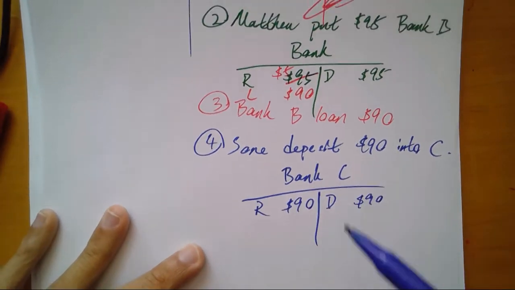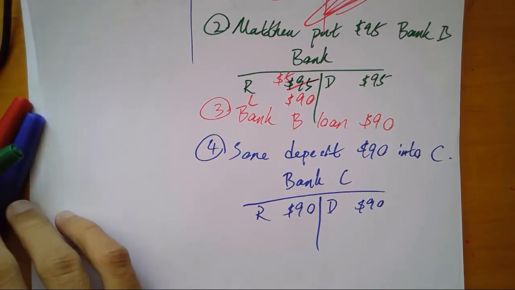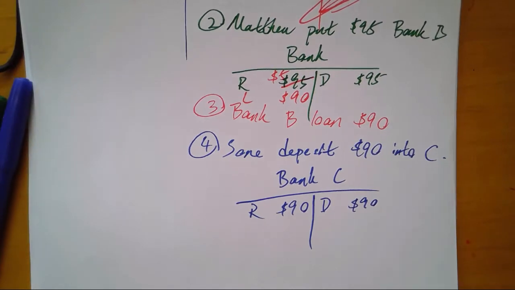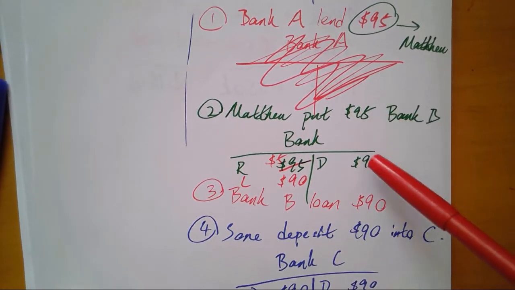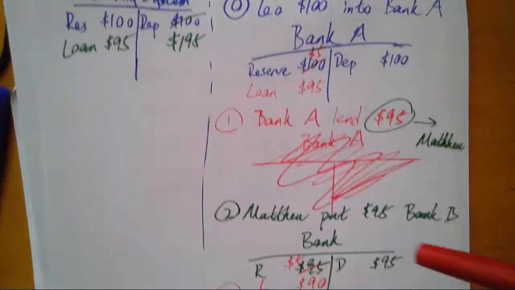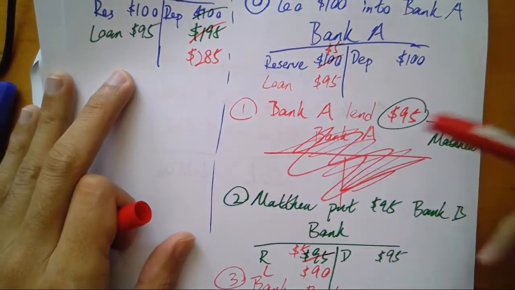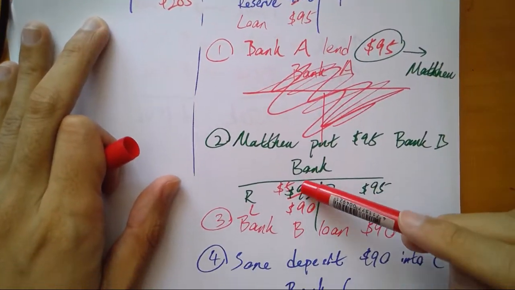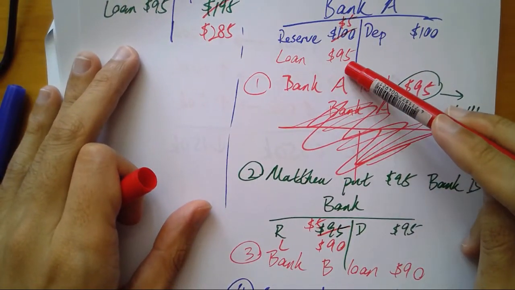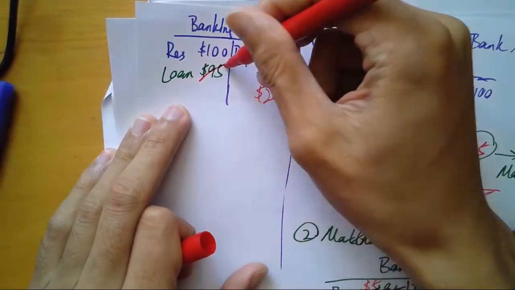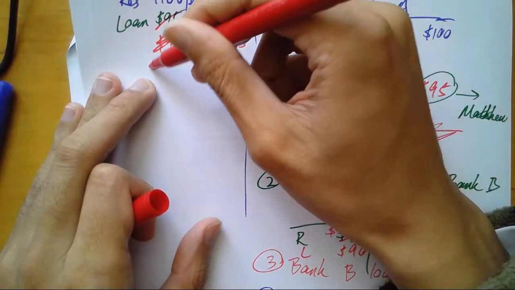Again, let's update our banking system. Look, up to this step, what is the new deposit? 100, 95, and 90. This will be 285. What about reserve? 5, 5, 90, still 100. Loan 95, 90. Hmm, the numbers don't add up, why? Ah no, sorry, 185.